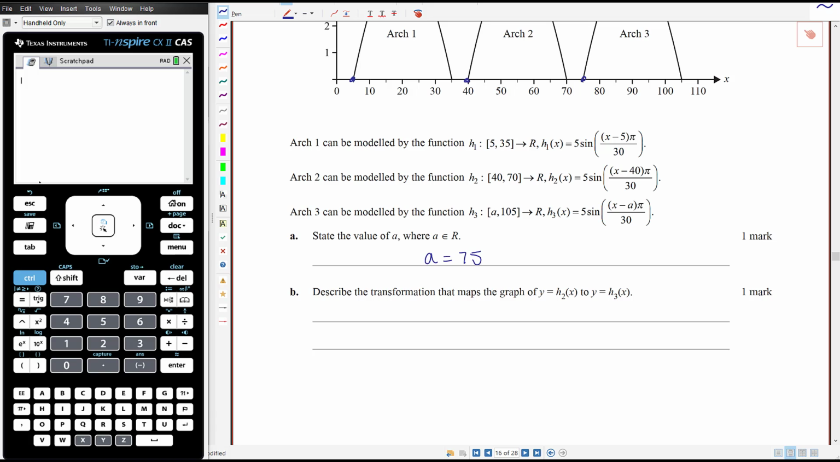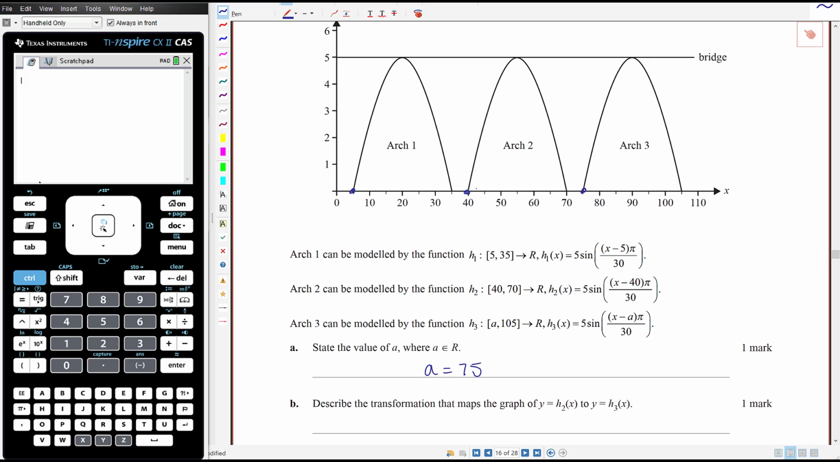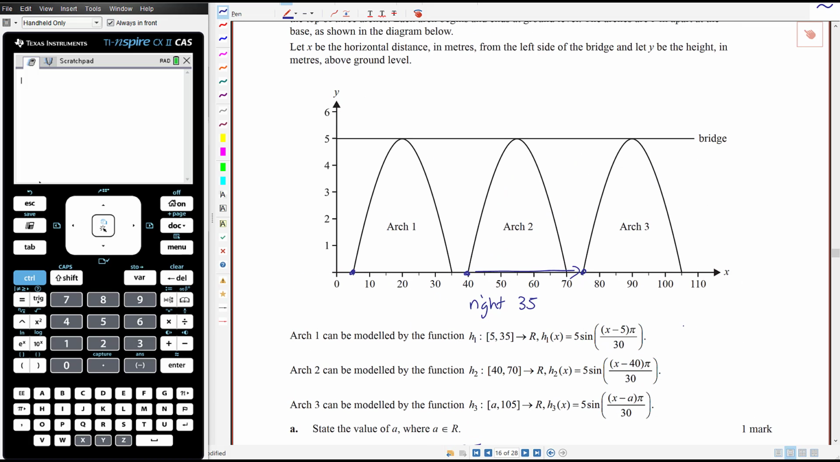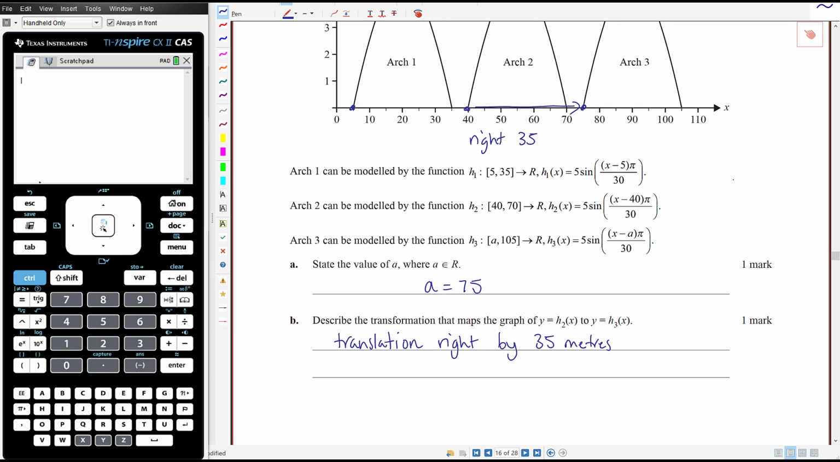Describe the transformation that maps the graph of h2 to h3. Okay, so that is getting from this graph to this graph. So from 40 across to 75, we need to go to the right by 35 units. So it's a translation. It's really important you use the word translation or dilation or reflection. Translation right by 35. It's actually meters. Everything's in meters, I think, from memory. So it's a translation to the right by 35 meters.